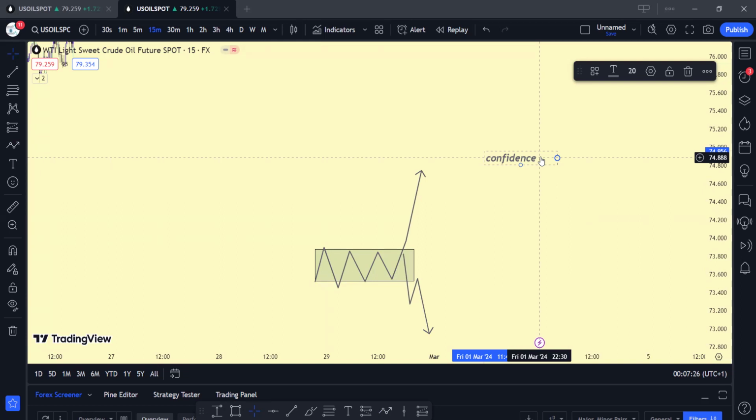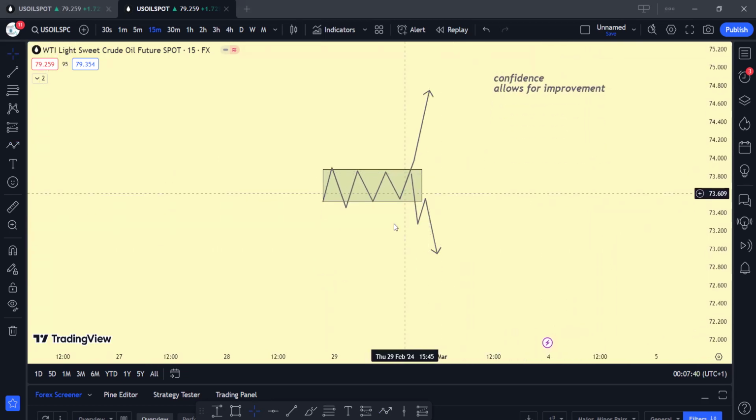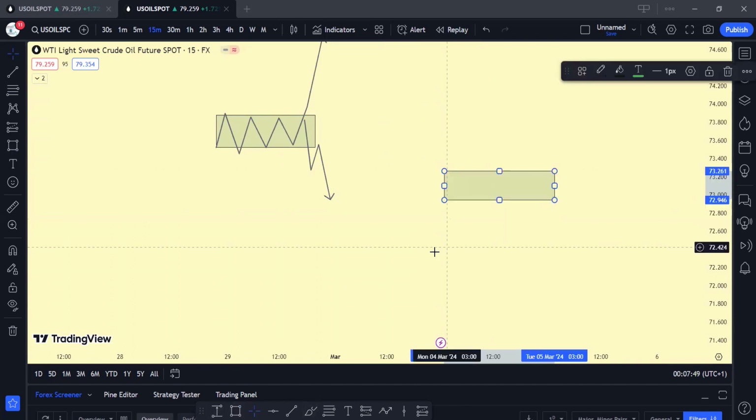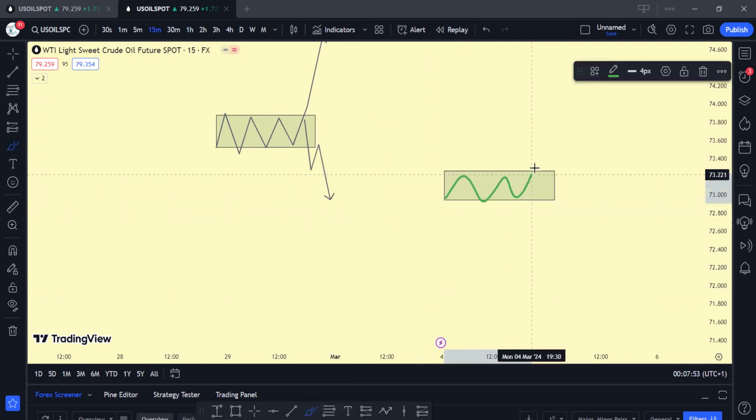Number two is it allows for improvement. I don't think people talk about this a lot. Now, let's say you got taught like this, right? You could look at this and say, you know what? Most of the time the market stays in this range. Sometimes the market could also do something like this and go the opposite direction.